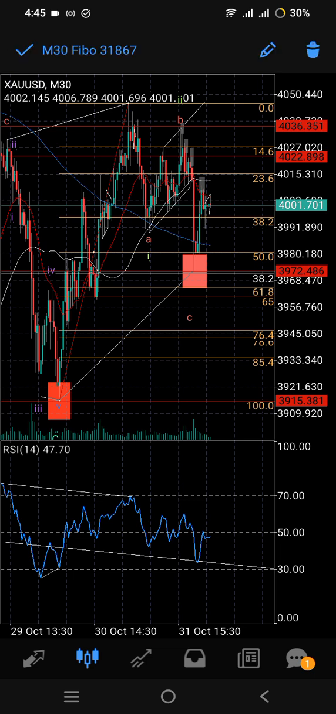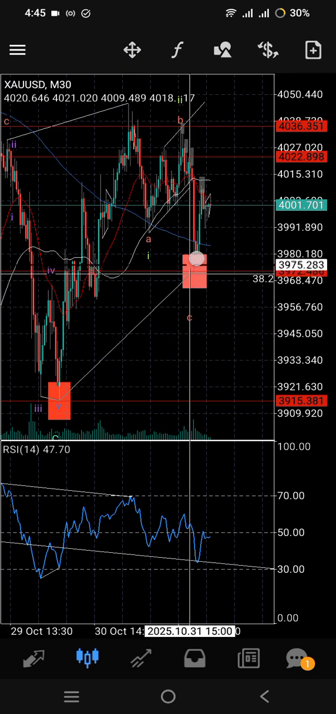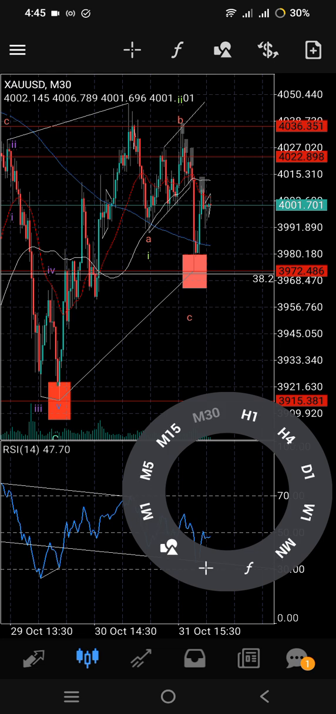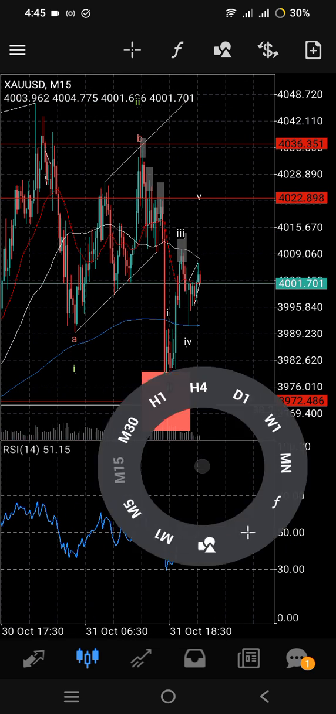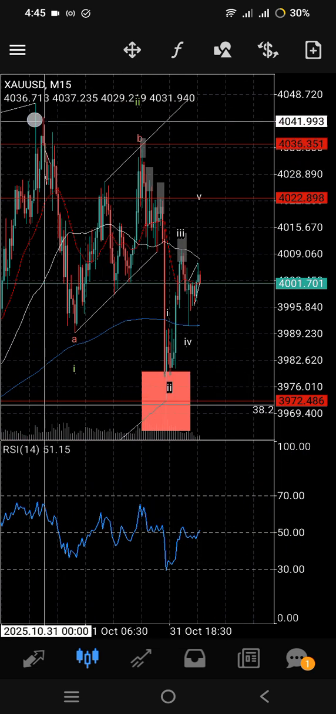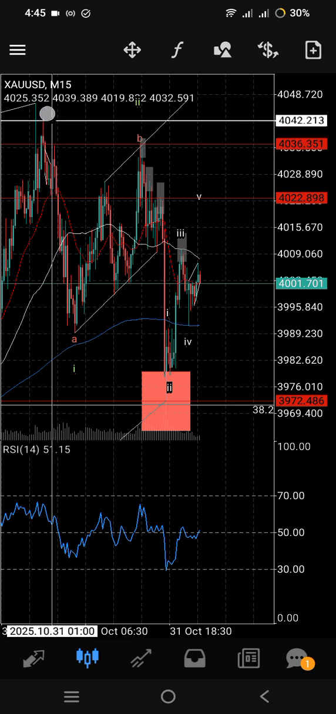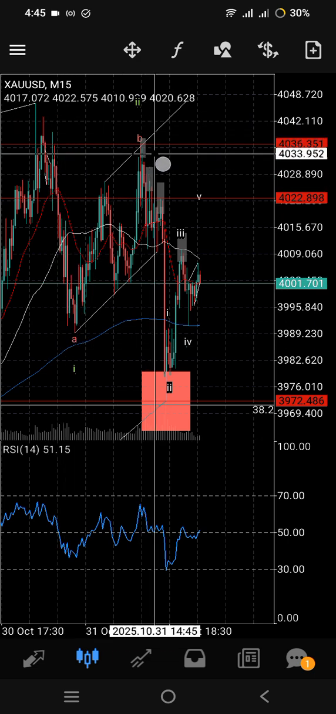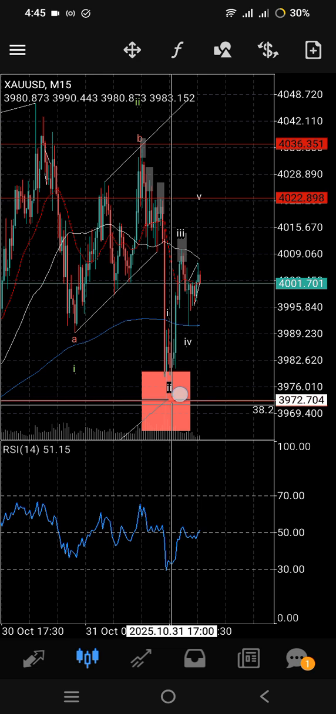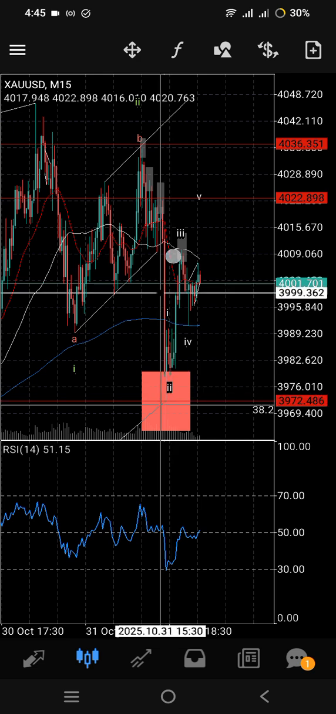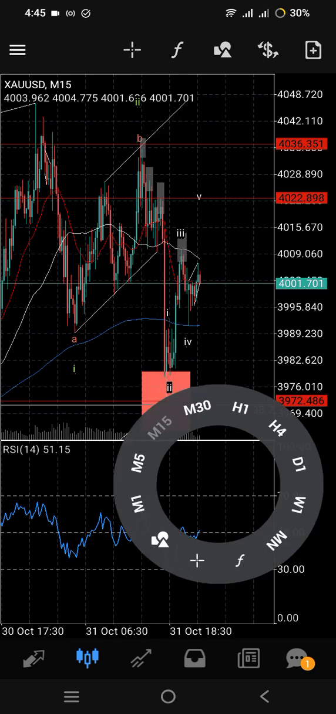It's possible for us to reverse from the 50 fib level, but we'll just have to see what happens. Can't say anything for now. So for now, we're in this. I call it a bit of a neutral zone, a decision zone, because at this point, wave C could be in, or this could still be wave 3.